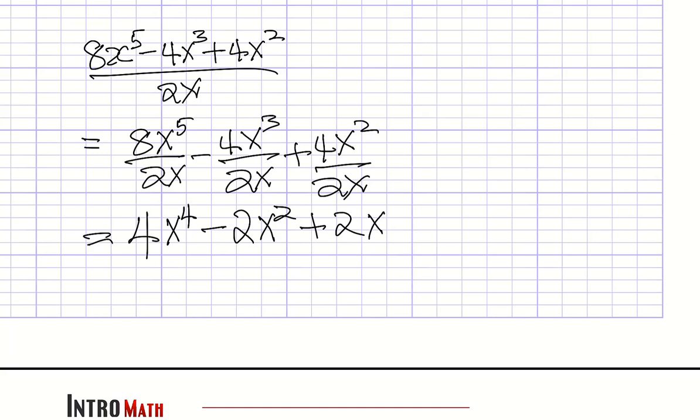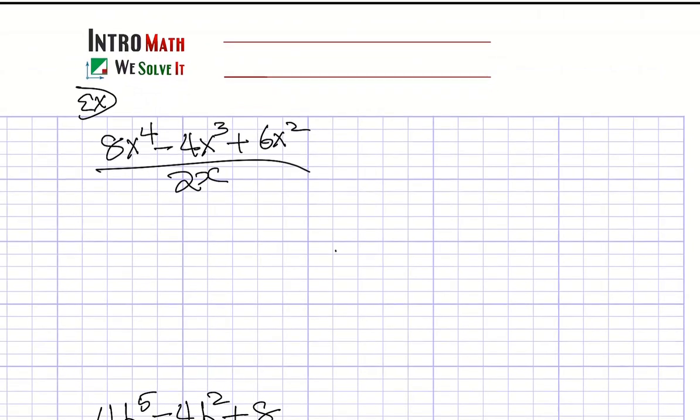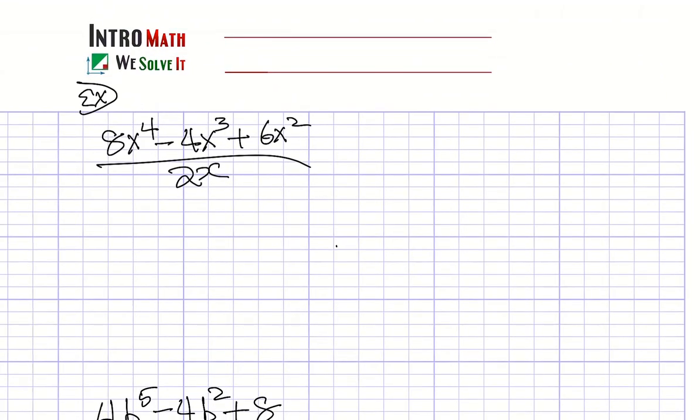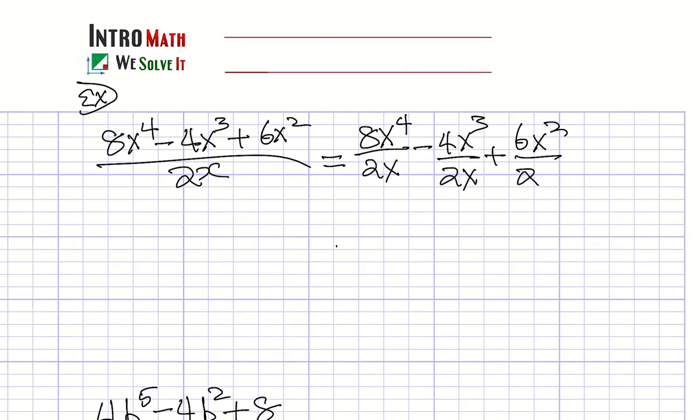We're done with that. We did a good job there. Pat yourself on the back. Okay, look at the next one. This is our next example here. It's similar to what we've been doing. You break it apart: 8x raised to the power 4 over 2x, minus 4x raised to the power 3 over 2x, plus 6x raised to the power 2 over 2x.